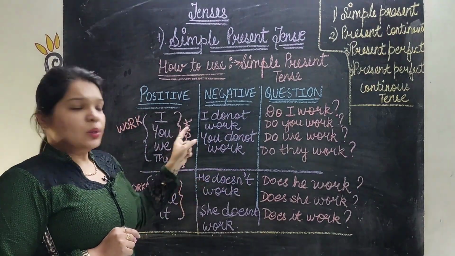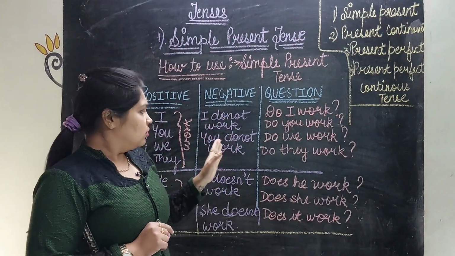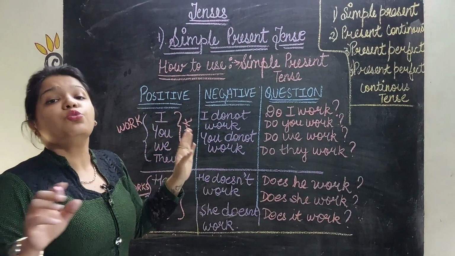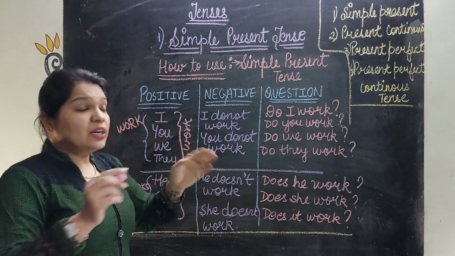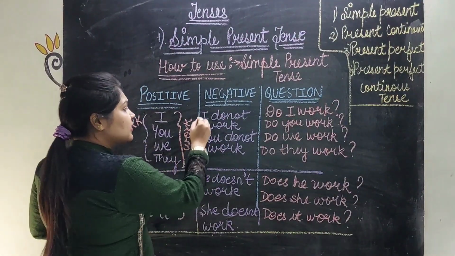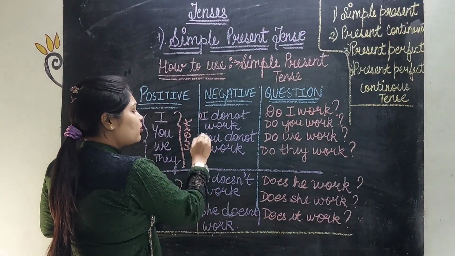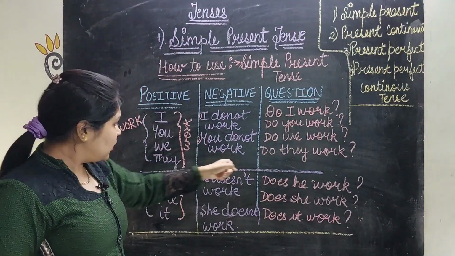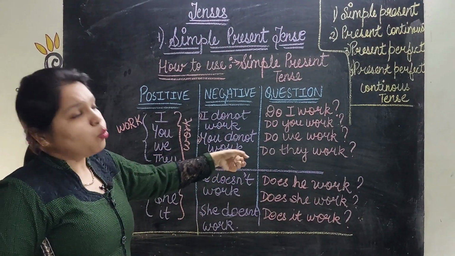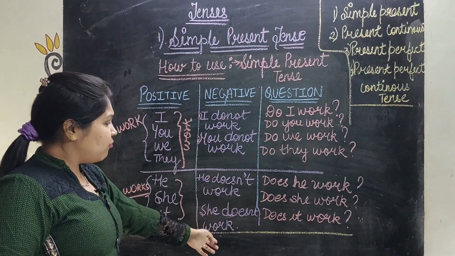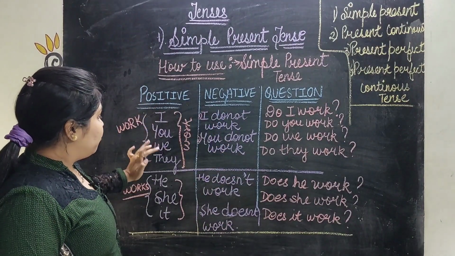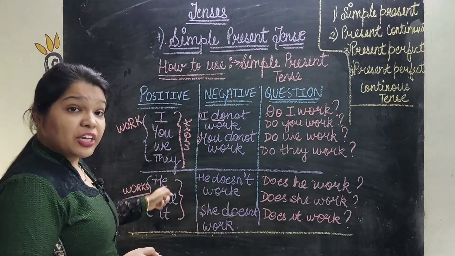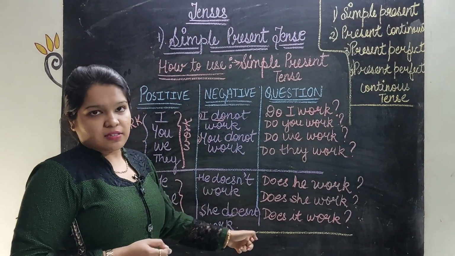What I'll do? I do not work. You do not work. We do not work. They do not work. I have written here just two of these; I didn't have much space. So, we do not work. They do not work. And in the same way, for I, you, we, they, I'll be using do. And for he, she, it, does.